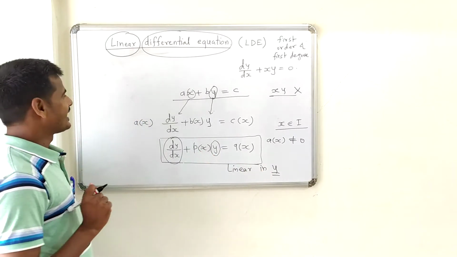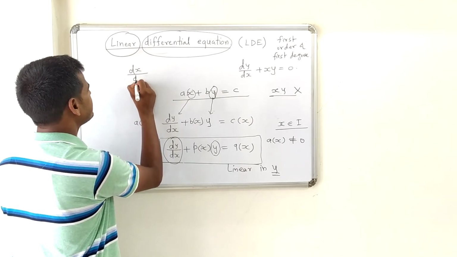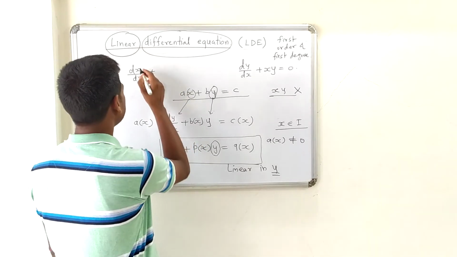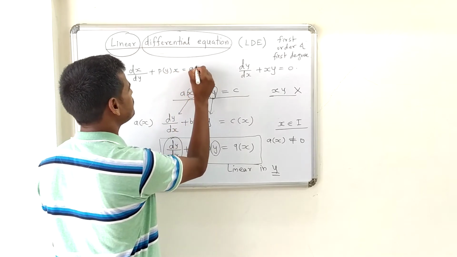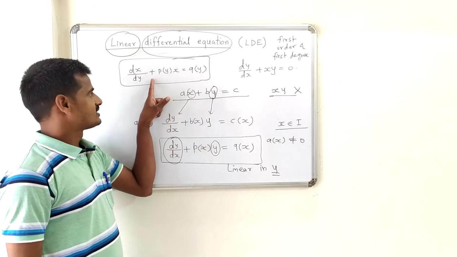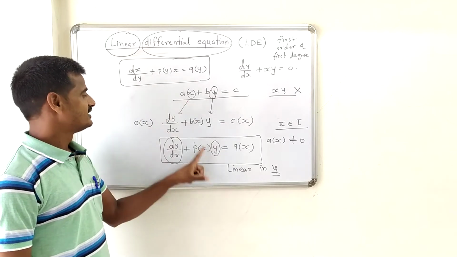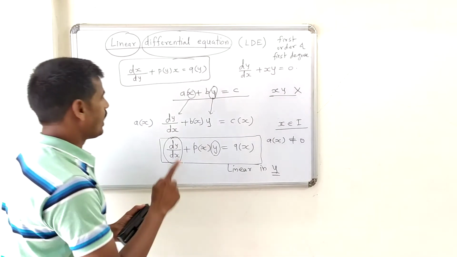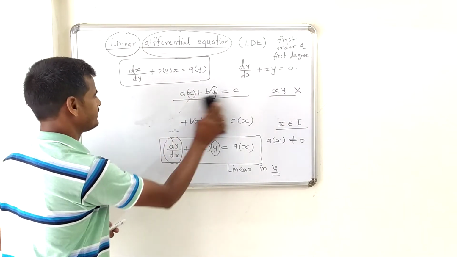One can use a similar analogy to say that something is linear in x. I will write here dx by dy plus p of y into x is equal to q of y, interchanging the roles of x and y. This is the differential equation which is linear in x. This is linear in y, and this is linear in x. Now we are going to discuss how to find the solution of linear differential equation. Now I erase this part.